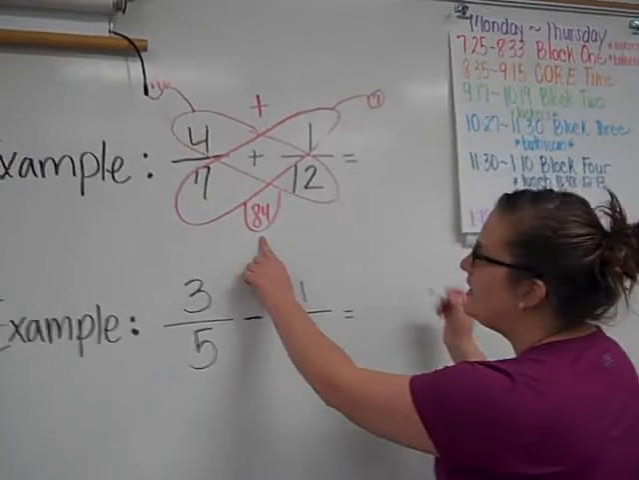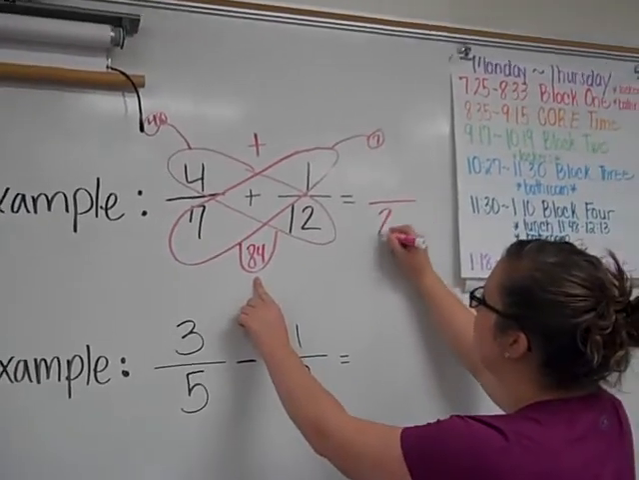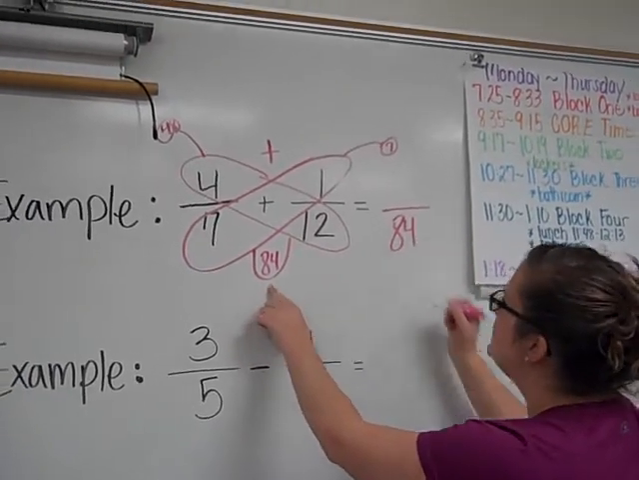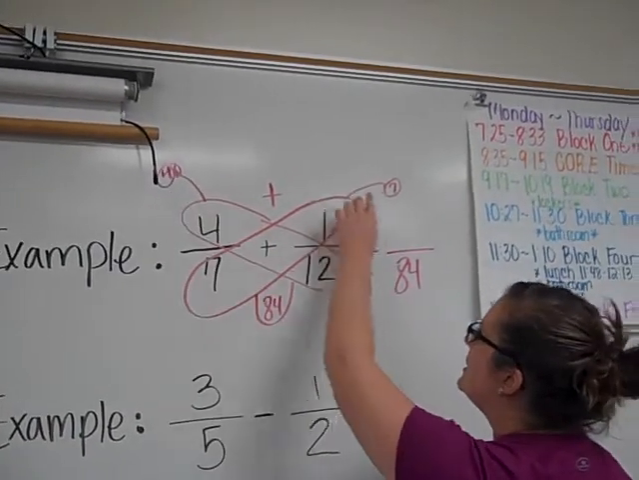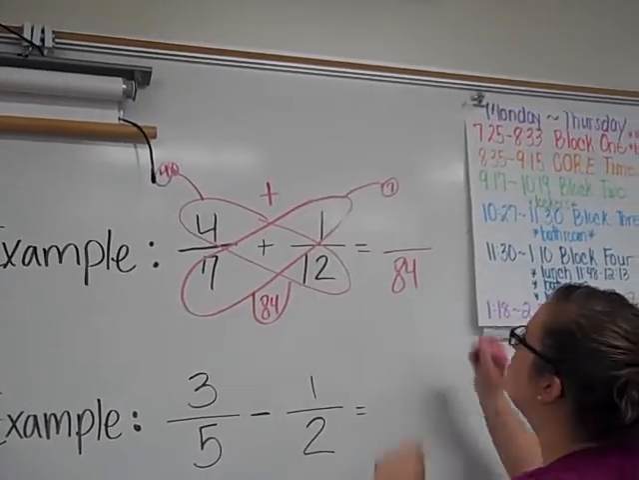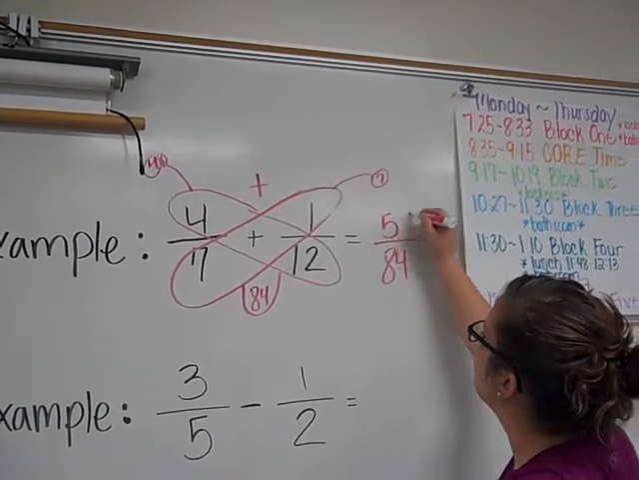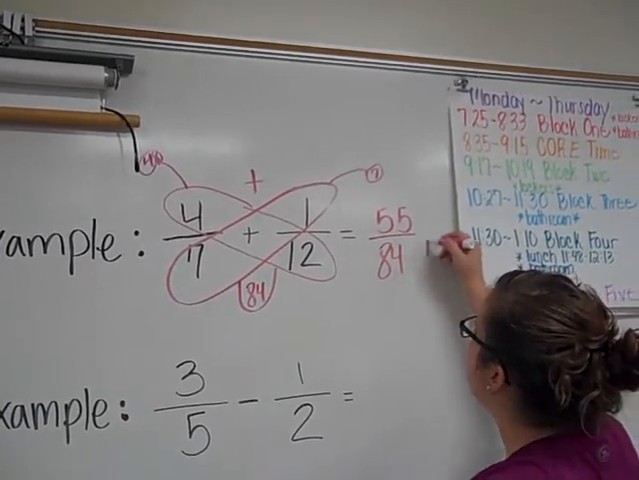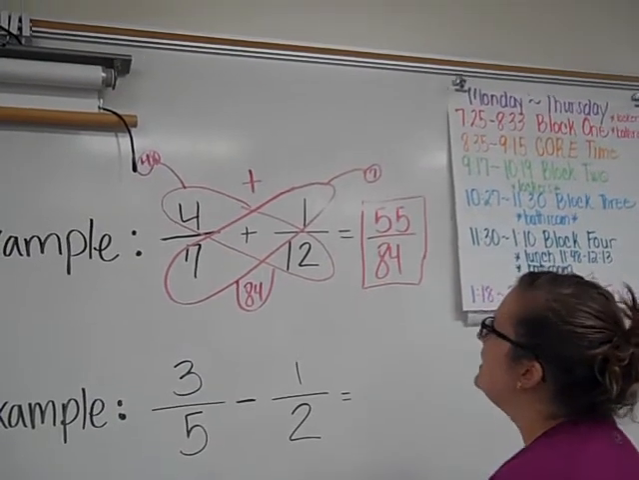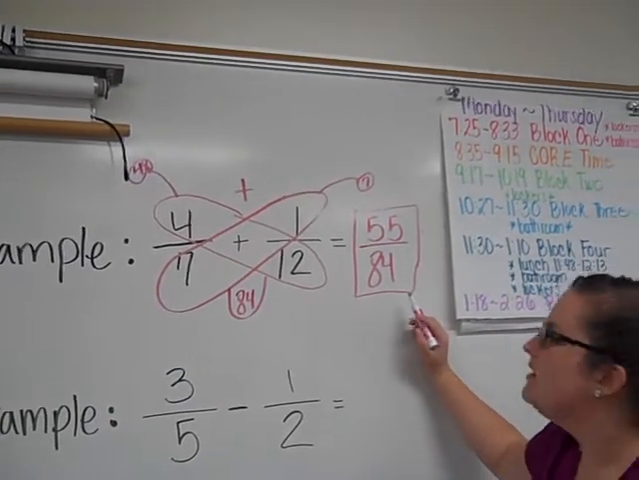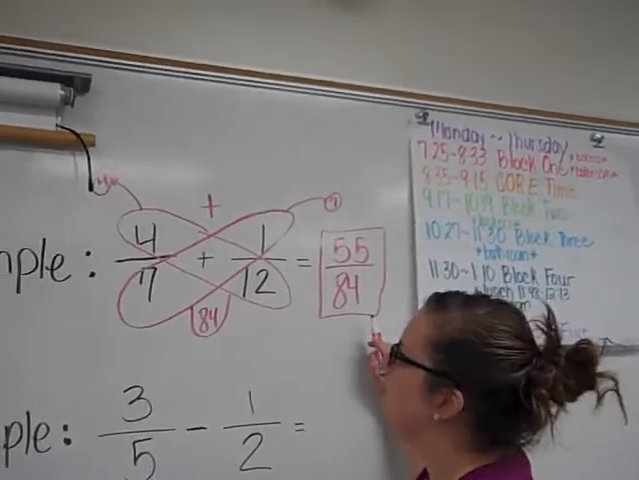So the 84 in the tail is going to be our new denominator. And then to get our new numerator, we're going to add 48 and 7, which would give us 55. So our answer is 55 over 84. And again, we would simplify if we could, but on this particular one we can't.